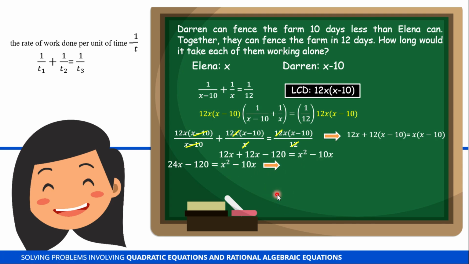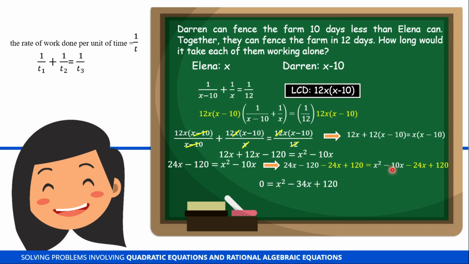Okay, so gawin nating 0 itong nasa kabilang side ng ating equation. Since dito positive na yung x squared natin sa kabilang side, ito na lang yung gawin nating 0, itong nasa left side. So mag-add tayo both sides ng negative 24x and positive 120 para maging 0 yung nasa left side. So 24x minus 24x, that's 0, and negative 120 plus 120, that's also 0. Okay, so 0 na yung nasa left side ng ating equation.